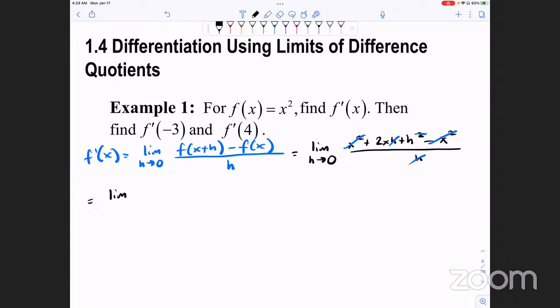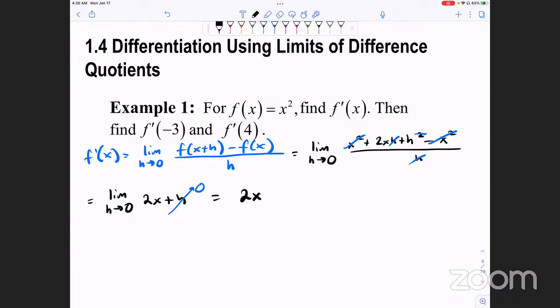We have the limit as h tends to 0. That's all that remains, right? When we did our discussion on limits, at this point, we can actually just plug in h is 0. As h tends to 0, this second term essentially goes to 0. And what we're left with is 2x, right? So we're saying that f prime is 2x. Then we're asked to find f prime of -3 and f prime of 4.